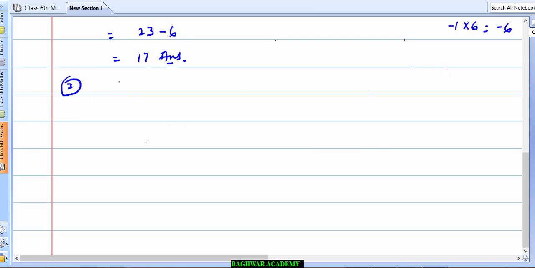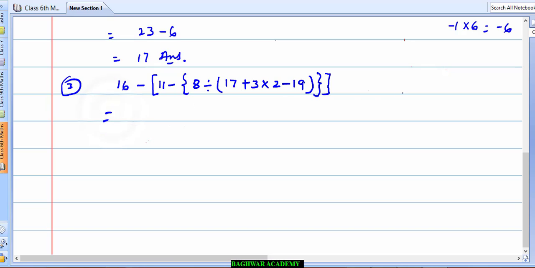Here you see we had simplify 16 minus big bracket open 11 minus curly bracket open 8 divided by small bracket open 17 plus 3 into 2 minus 19 small bracket closed, curly bracket closed and big bracket closed. Now just you see how we will solve this.